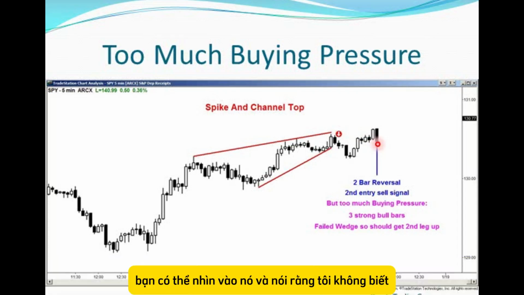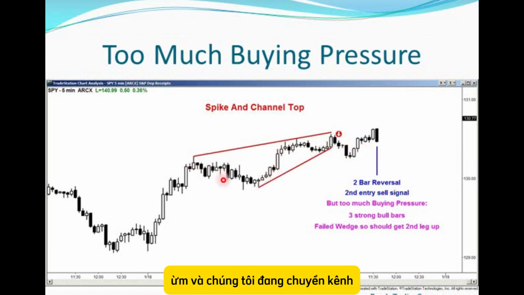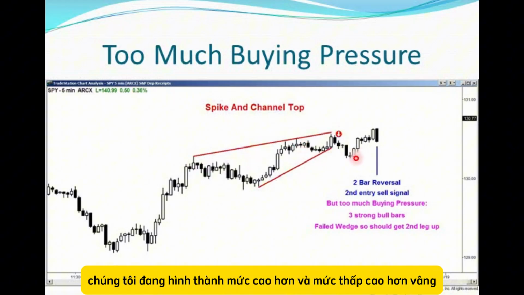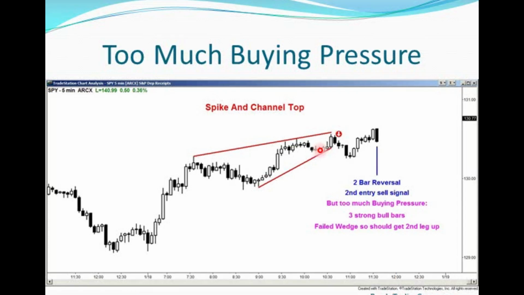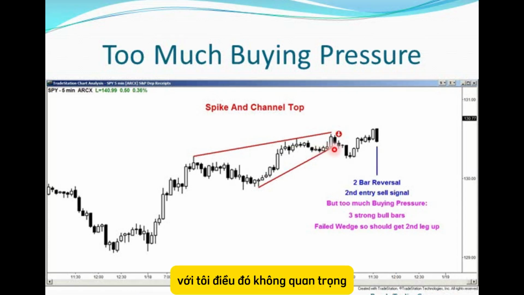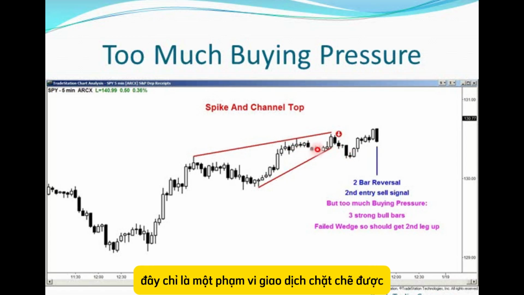On the other hand, you can look at it and say, I don't know. We have a lot of bull bars all day long, and we're channeling up. We're forming higher highs and higher lows. Yes, this fell below that low, but to me that's not important. I don't think this was a major low. I think this is a more important low. This is just a tight trading range. Okay.